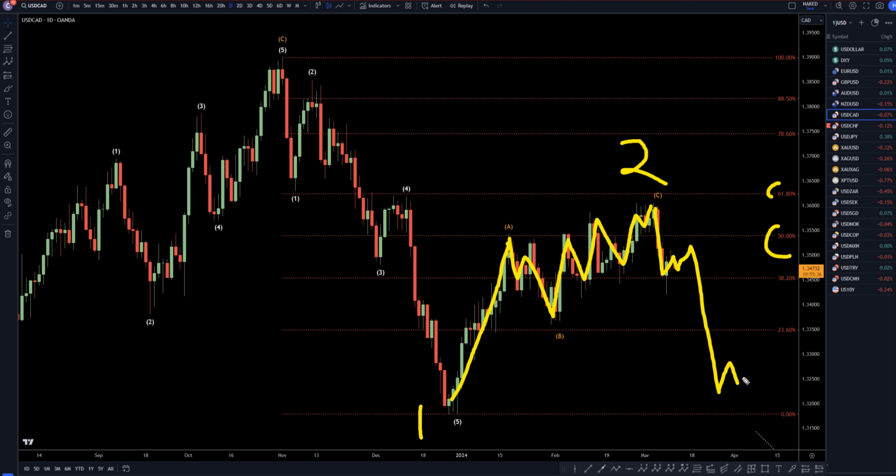Most likely this is just going to keep on going down for a wave 3. If this really is a 3, then it's probably a 1 of 3, a 2 of 3, and it's just going to keep on going down for that wave 3 of wave 3.